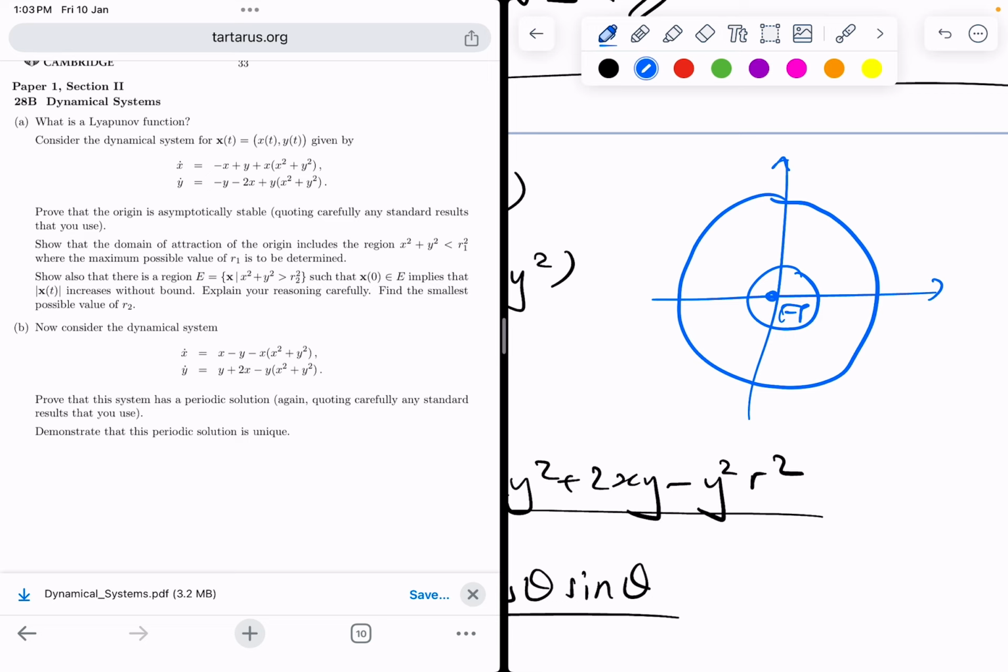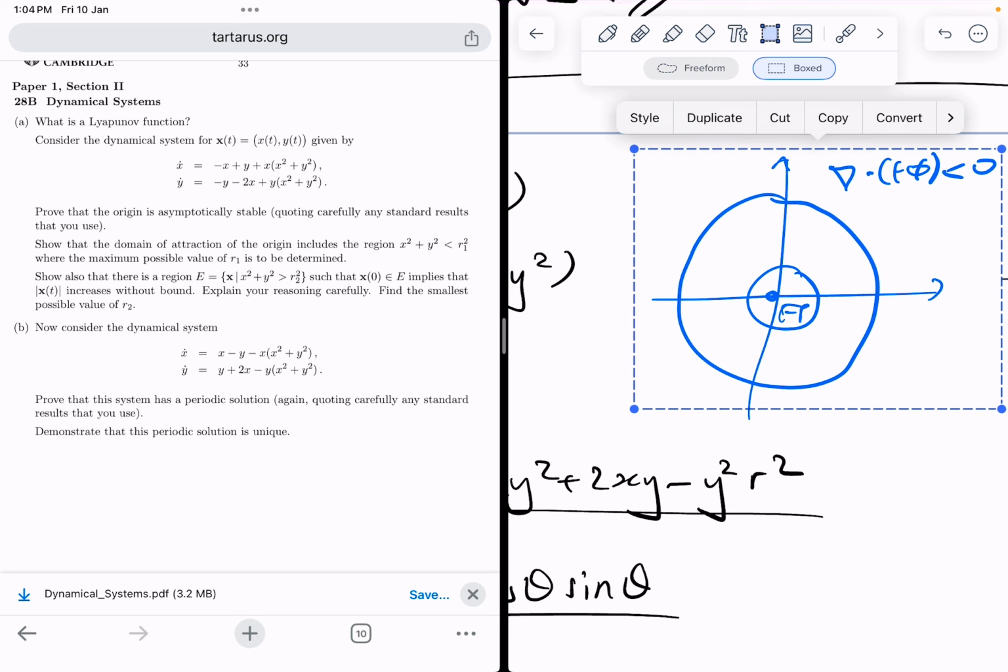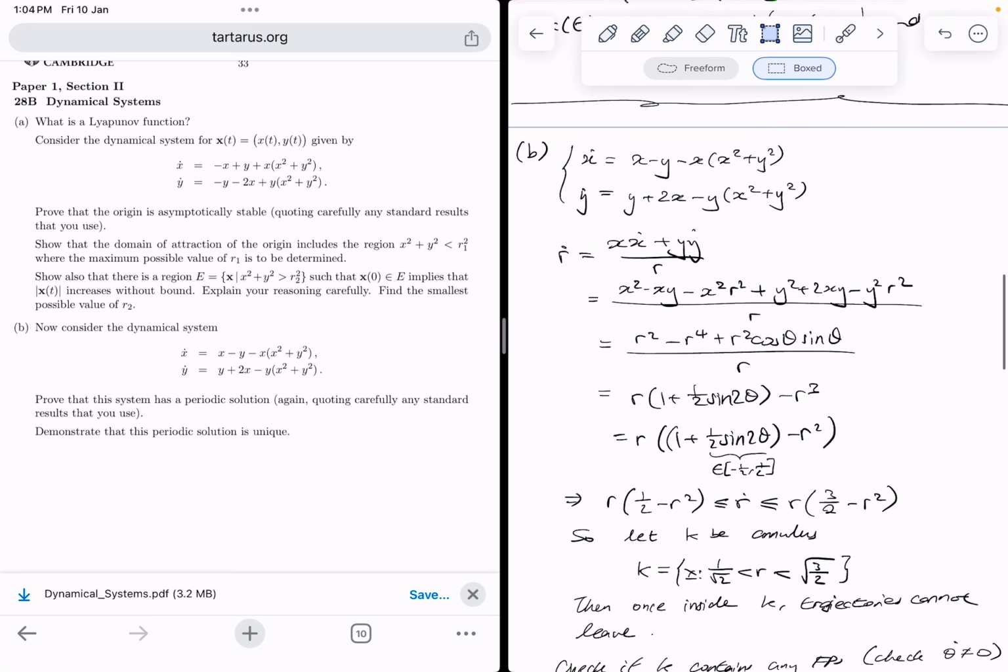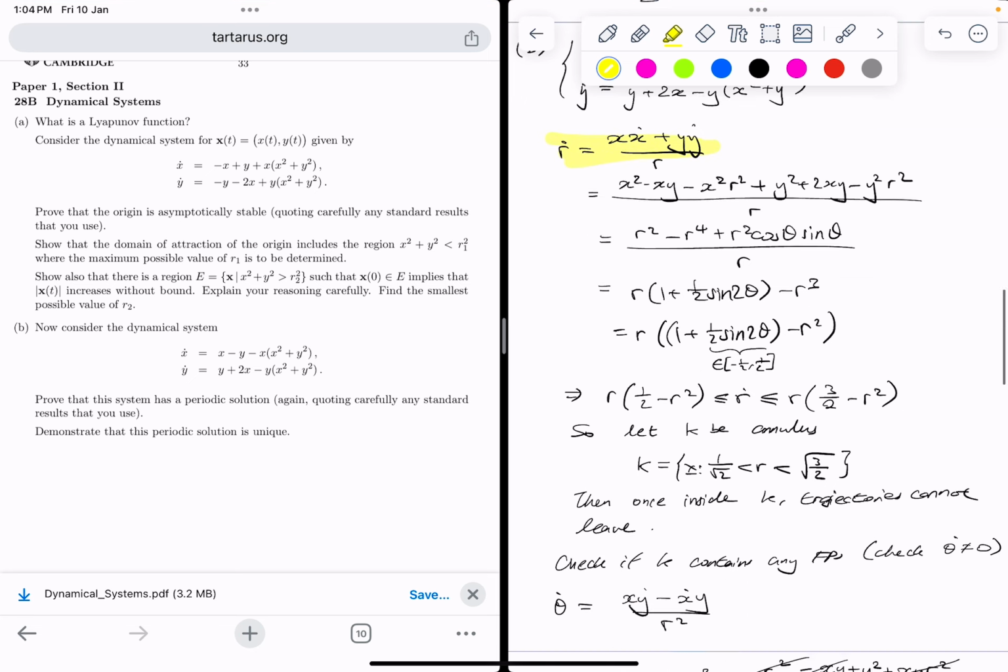There can't be more than one. You show that, I think, nabla dot f phi is less than 0 within the annulus. I'll check that later, but I believe that's true. So that's the idea. We're going to have to remember to formulate this for r dot and this for theta dot.